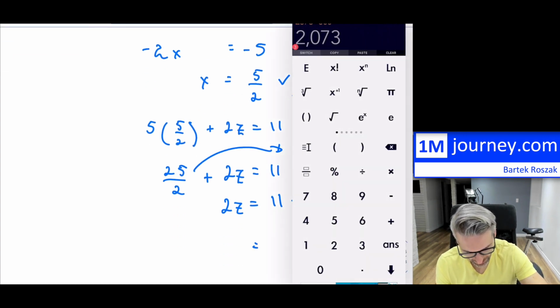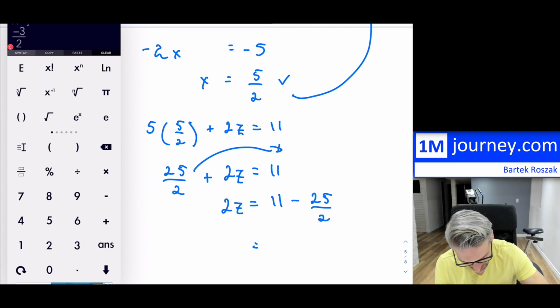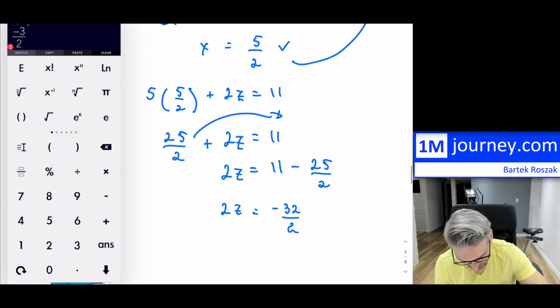You can pop this out in your calculator. Use your fraction buttons, or you can do it in your head if you like. I just want to be a little bit quicker. Okay, so let's see what this gives me. Oh, this actually is a pretty nice one. So that's just negative 3 over 2. Divide both sides by 2, and I'm going to get that z is equal to negative 3 over 4.